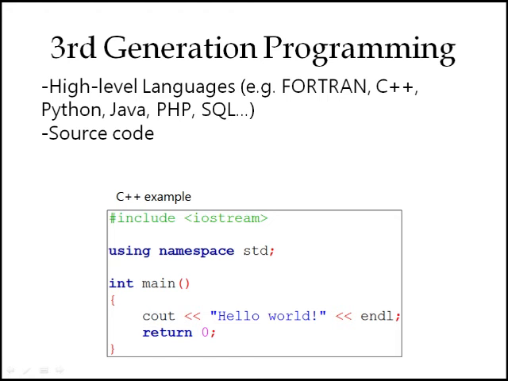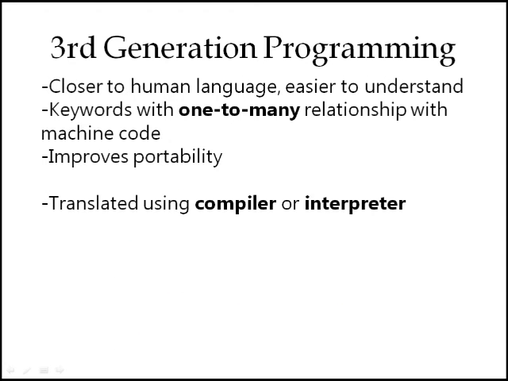Let's talk about the advantages. For a start, it's closer to human language, and this makes it easier for us to understand. It lowers the boundary for understanding of computers for potential coders. Keywords have a one-to-many relationship with machine code. This reduces repetition and makes source code smaller. It improves portability, as we'll see later.